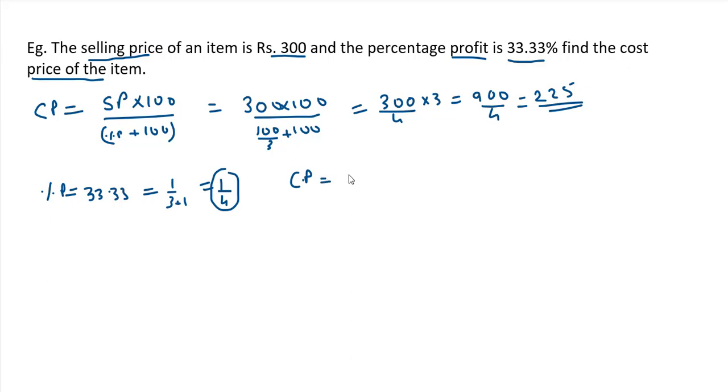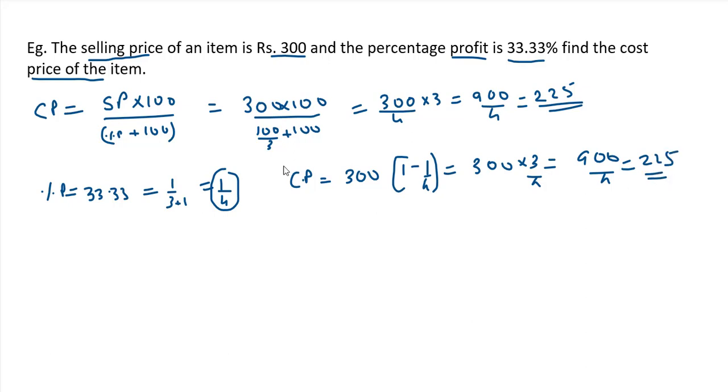So, your cost price will ultimately be 300 into 1 minus 1/4, which will be 300 into 3 by 4. As you can see, we are finally arriving at the same formula. 900 by 4, it is nothing but 225. You can apply this formula directly, or you can use this concept.